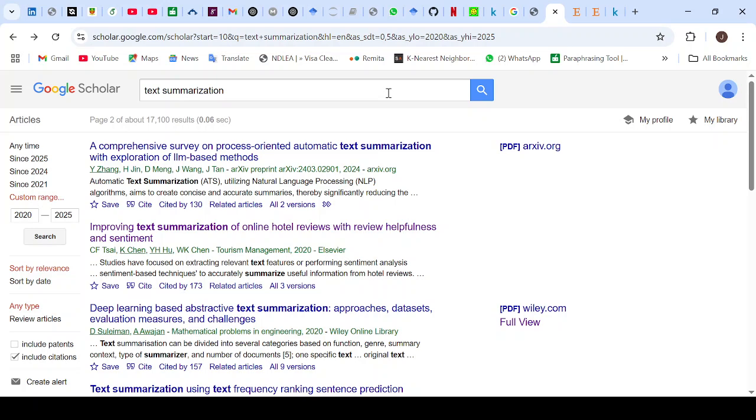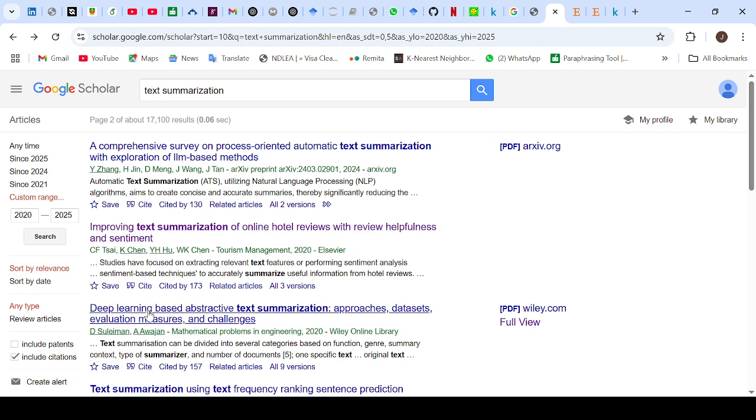So today we are going to look at researches done between 2020 to 2025. You search your keyword. Here I searched text summarization. I got lists of research articles published by various authors and scholars. Here we have so many results, as you can see.